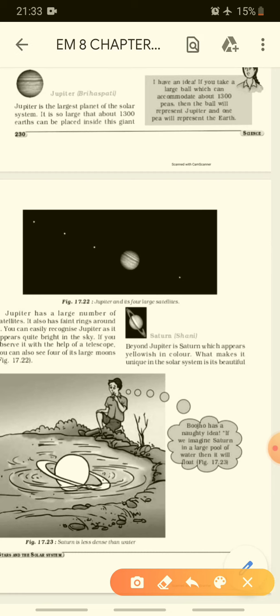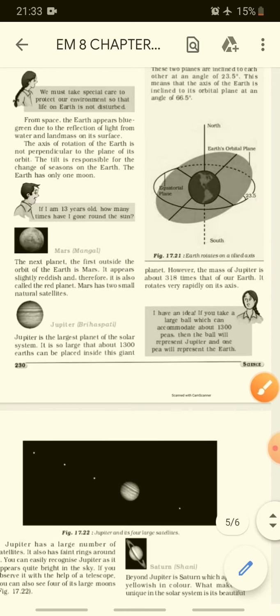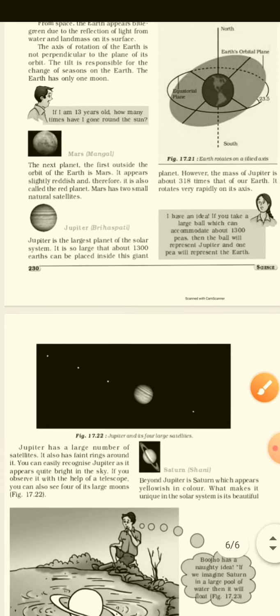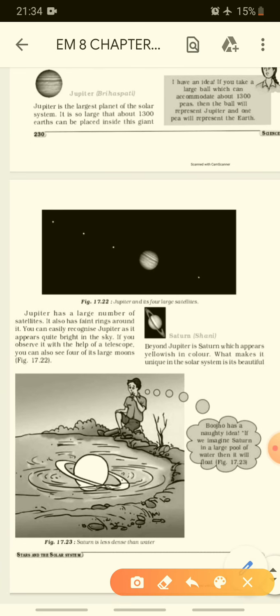Jupiter has a large number of satellites. See, Mars has two satellites, right? Mars has two natural satellites. In the same way, Jupiter has a large number of satellites. It also has faint rings around it. Jupiter and its four large satellites, 1, 2, 3 and 4. They are also large. Here it is given.